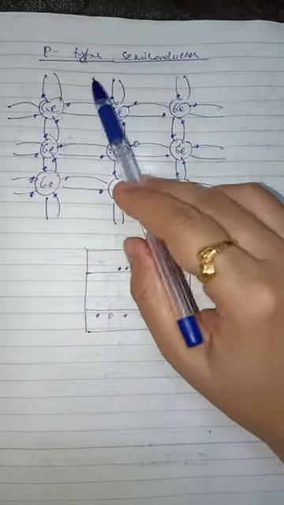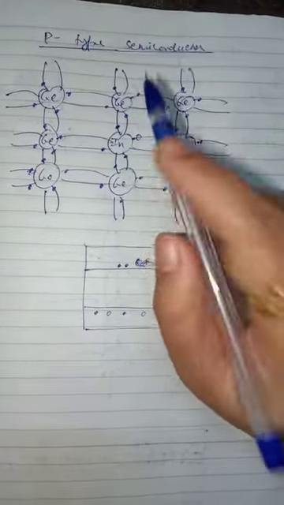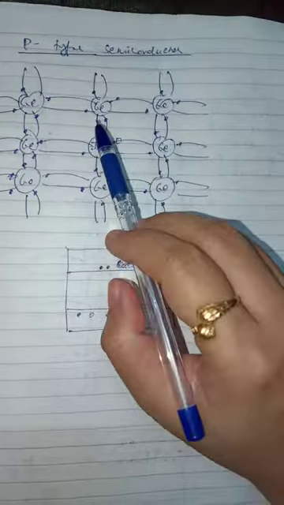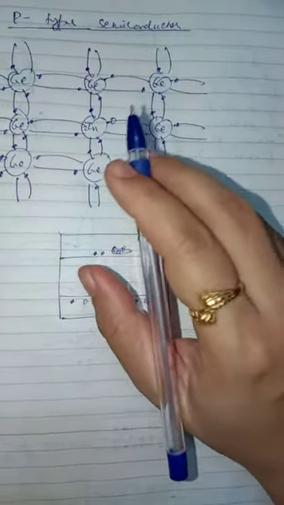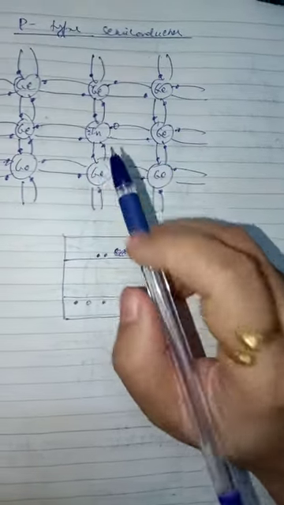Okay, now let's talk about the p-type semiconductor. So a p-type semiconductor is where the dopant atoms are of trivalent nature, or they are trivalent atoms, which means that they have 3 valence electrons in the outermost shell.